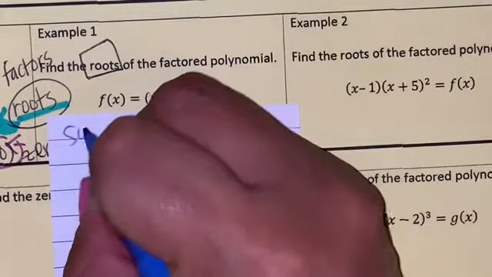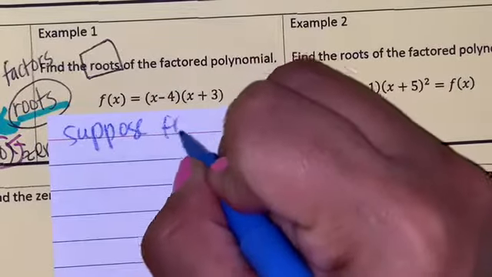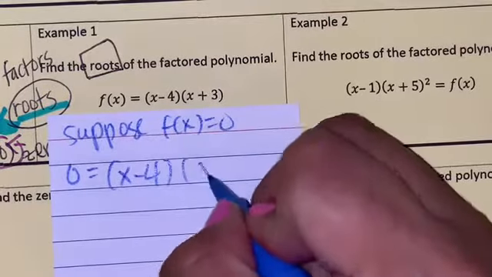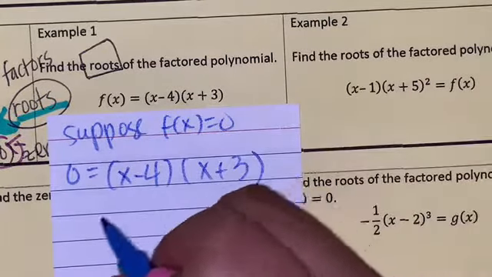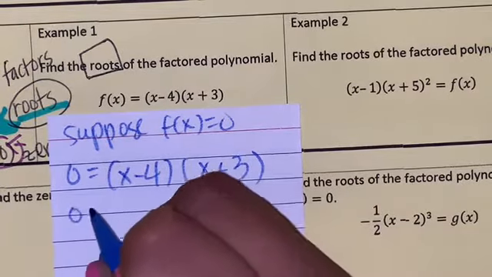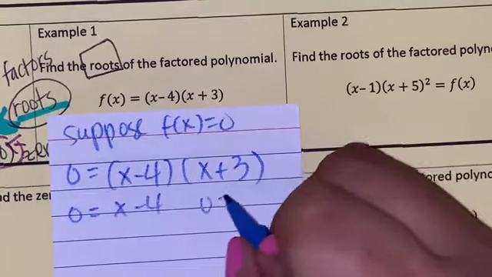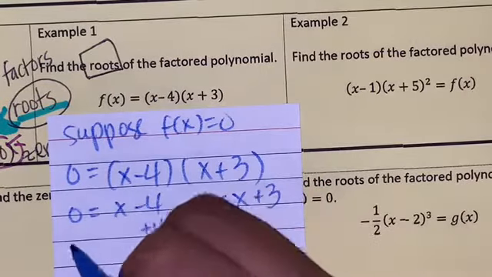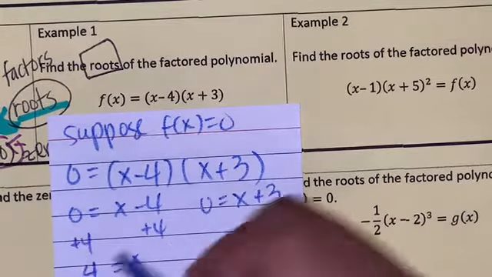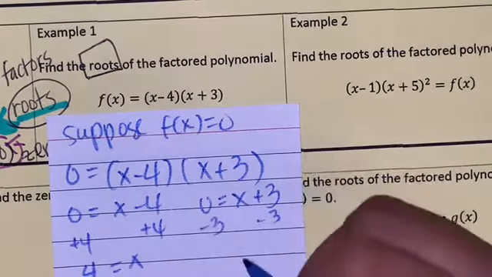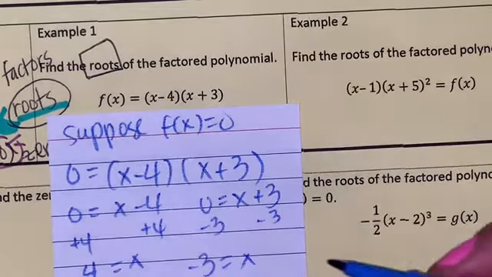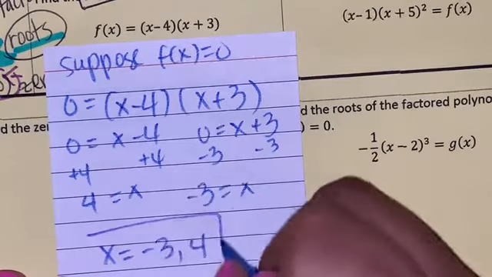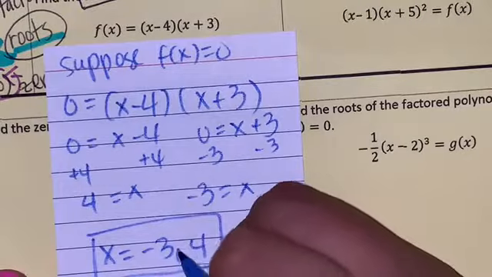So we're going to suppose f of x equals 0. So 0 equals x minus 4, x plus 3. We're going to split each linear factor. So 0 equals x minus 4, 0 equals x plus 3. Now we're going to solve: x equals 4, x equals negative 3. Then we have to present this together. X equals negative 3 comma 4, or 4.